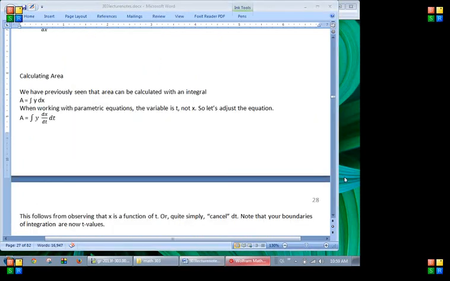Okay, next, calculating area. Previously we saw that you can find area just by doing a simple integral. Usually we've written it as the integral of y equals f of x dx, but for obvious reasons I'm going to write that as the integral of y dx, because we no longer have y equals f of x, we only have y. So the integral of y dx gives you the area.